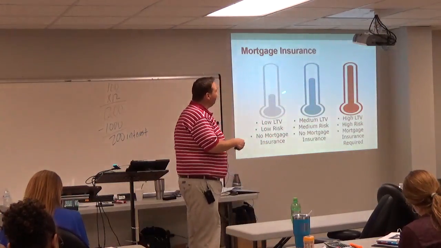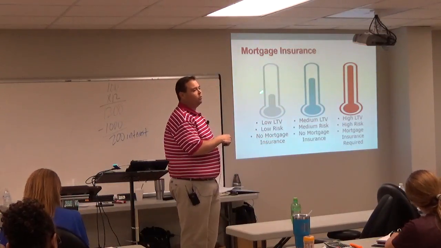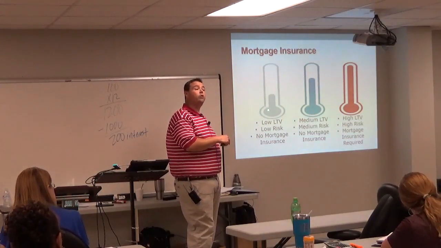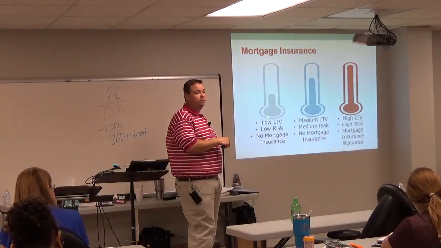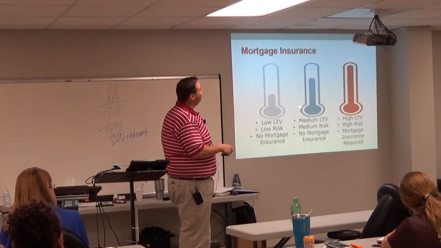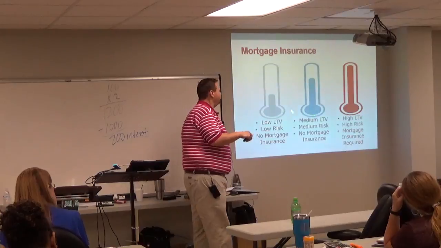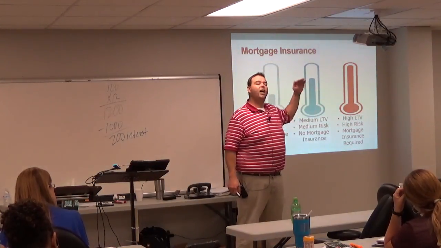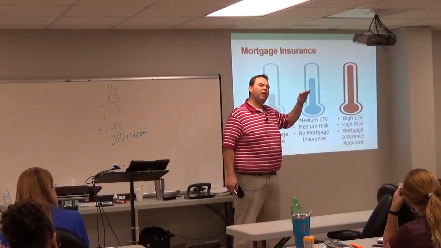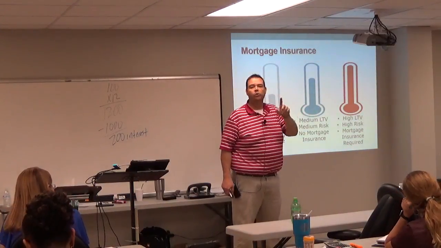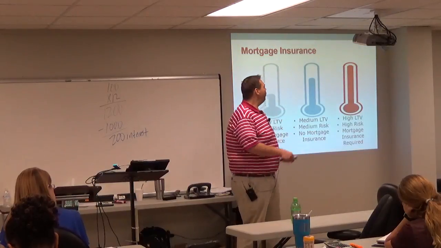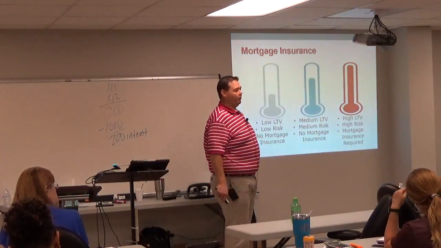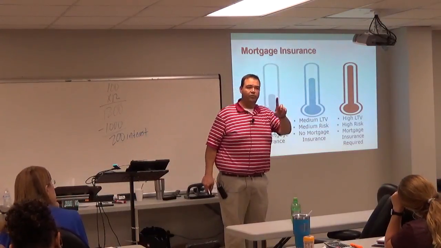So if I've only borrowed, say, 50% of the value of the property, is there any risk for the lender? No risk. So are they going to require me to buy mortgage insurance? No. How about if I go up to 80%? Medium risk, but that's right up at the top of where the lender says you're okay. And so they're not going to require me to buy mortgage insurance. What if I go up to 100% loan to value? They're going to require it. Does that make sense for everybody?